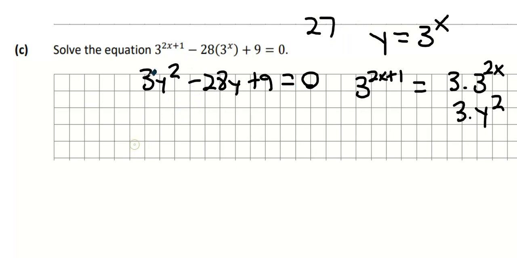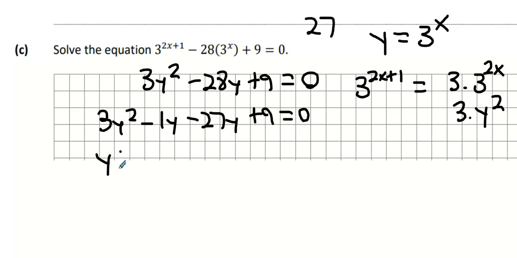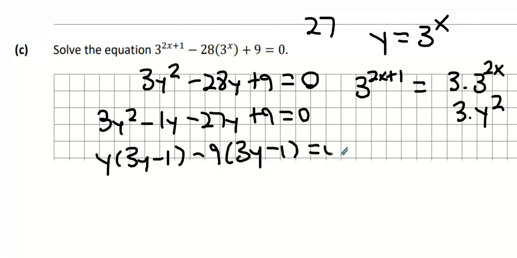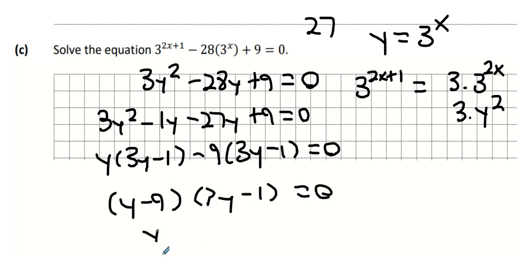And what happens when you do 27? Minus 1 and minus 27. So we go 3y squared minus 1y minus 27y plus 9. Factorize: y into 3y minus 1, minus 9 into 3y minus 1. What do you get then? y minus 9 and 3y minus 1 equals 0. And somebody solved that, didn't you? You got y equals 9 and y equals a third.